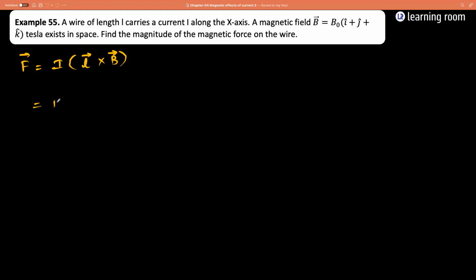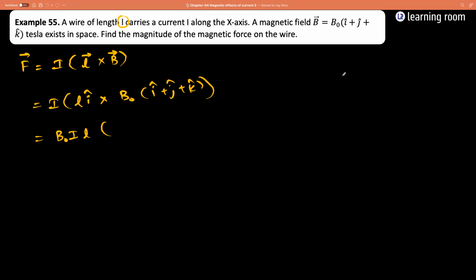So I is I only. Length of the conductor is L, but what should I write? L I cap. Since they told x-axis, by default we'll take it as positive only. I cap cross B naught into I cap plus J cap plus K cap. So it will be B naught I into L into I cross I, which is going to be 0.